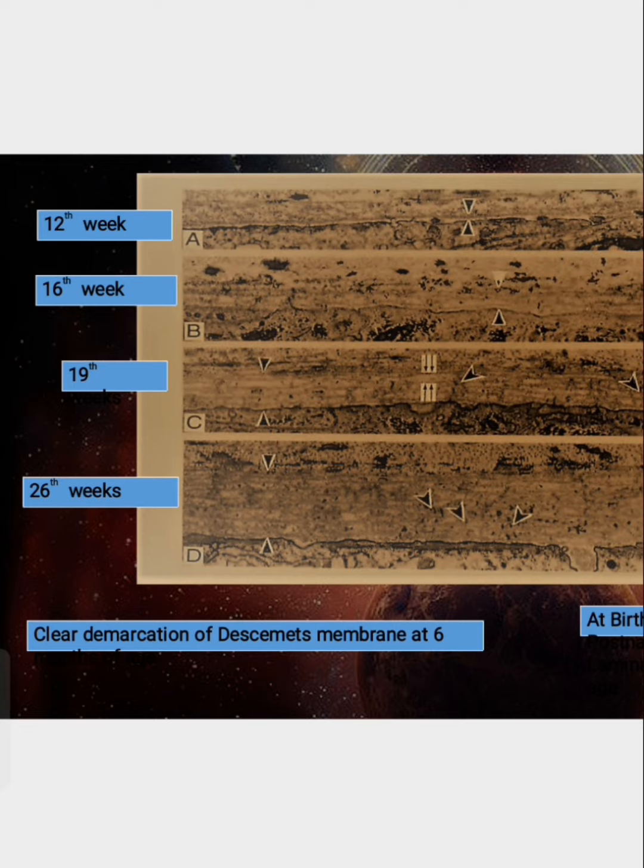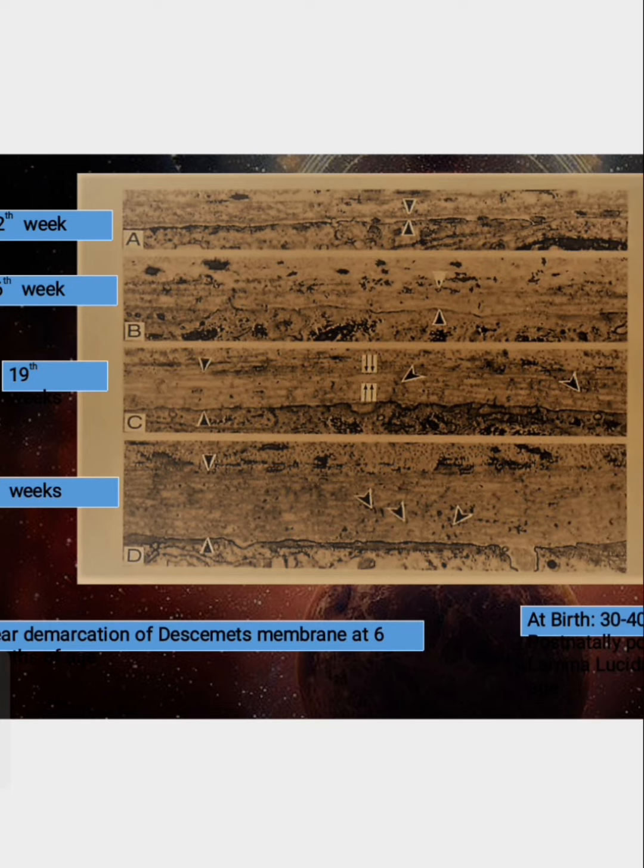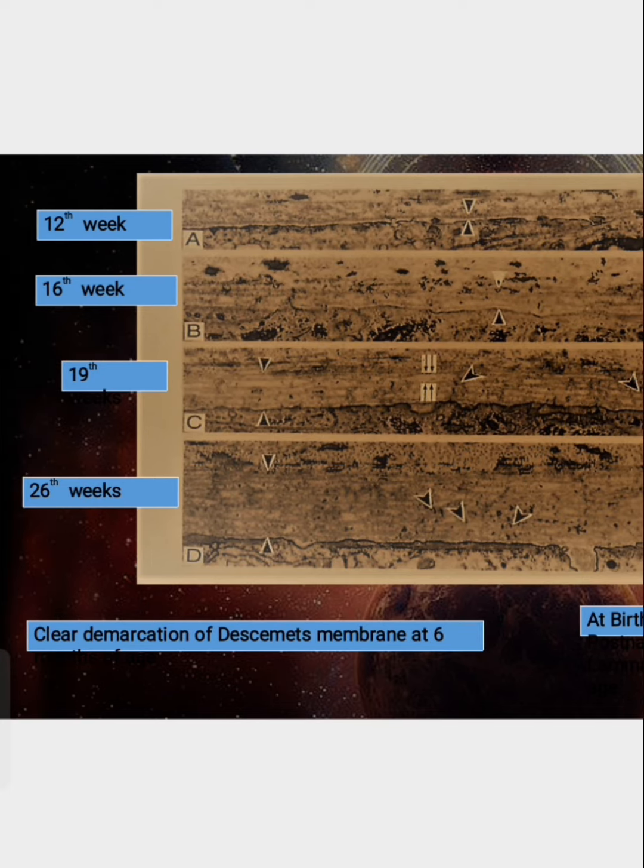At the 19th week of gestational age, it is showing five electron dense layers, which are separated by five electron lucent layers. And diagram D is the status of Descemet's membrane at the 26th week of gestational age, and it is showing 10 such electron dense layers alternated with the electron lucent layers.